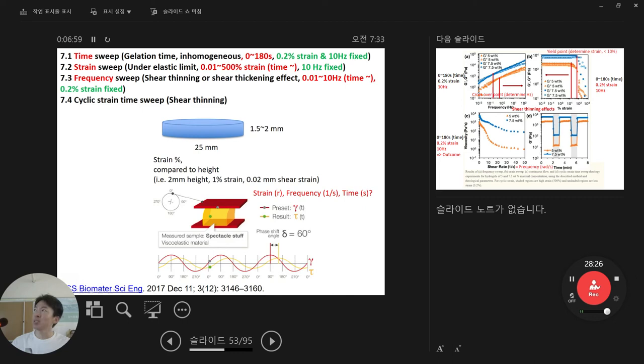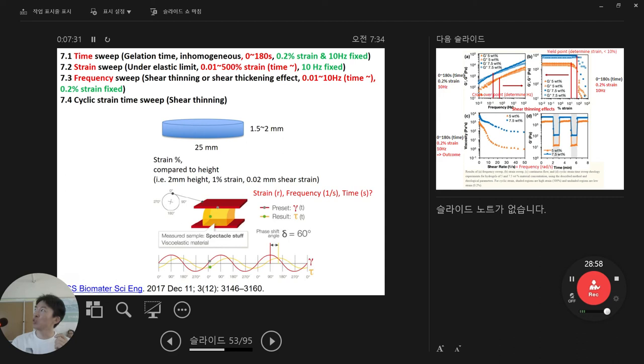What does time sweep mean? Time sweep is for determining gelation time. And when you have an inhomogeneous gel and you want to make it a little bit more homogeneous, you can do a time sweep. This is a kind of preconditioning of the hydrogel. And then you can determine three different parameters: frequency in hertz, strain, meaning how much you deform for each cycle, and how you change the time. So in time sweep, you fix strain and frequency, and only change the time. So we call it time sweep.